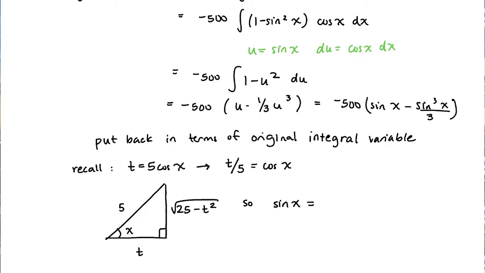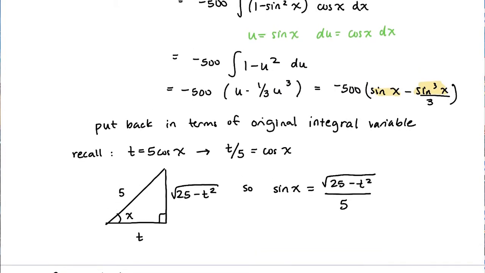So sine x, looking at my antiderivative, what am I trying to replace? I'm trying to replace all these sine x's. So that's why it's beneficial to me to write down what that sine x is actually equal to in terms of t. Sine x would be opposite over hypotenuse, so square root of 25 minus t squared over 5 is sine x.